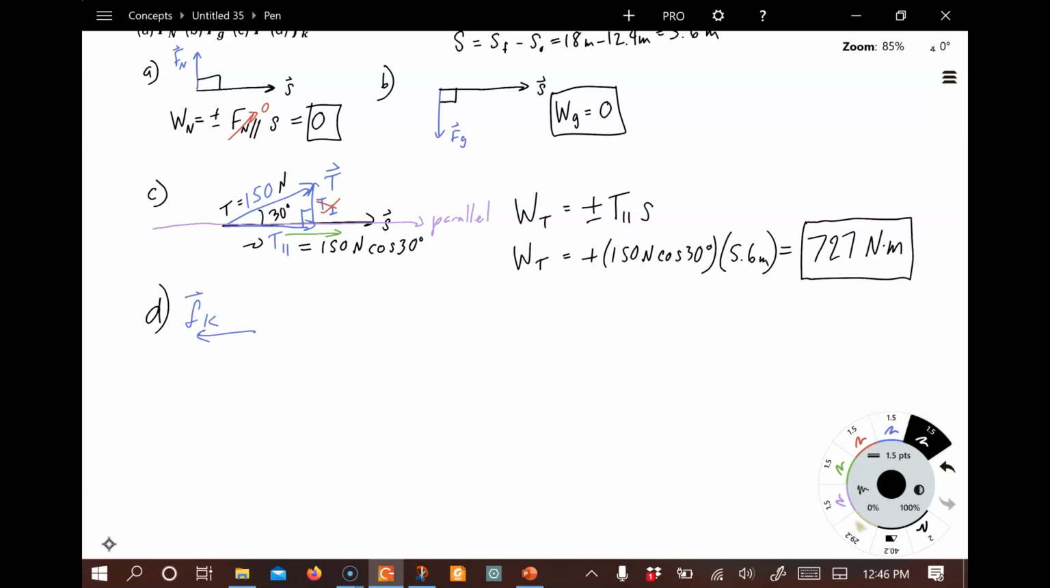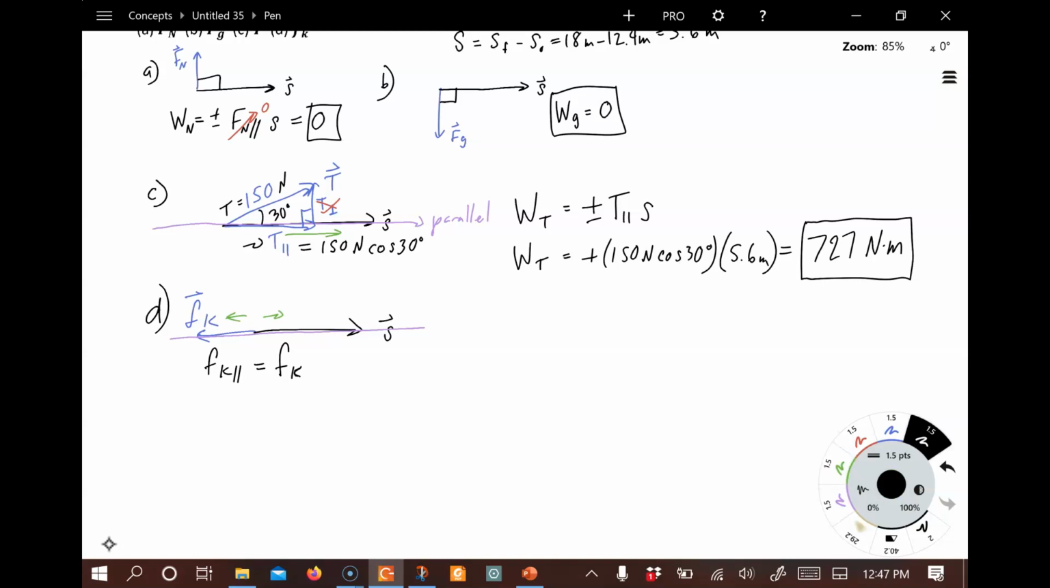And it's in the exact opposite direction of the displacement. So when we are going to calculate the work here, we're going to notice that the parallel component of Fk is the whole magnitude Fk, because it's already parallel to S, as you can see right here. Now, we also see that they're in opposite directions, Fk parallel and S.